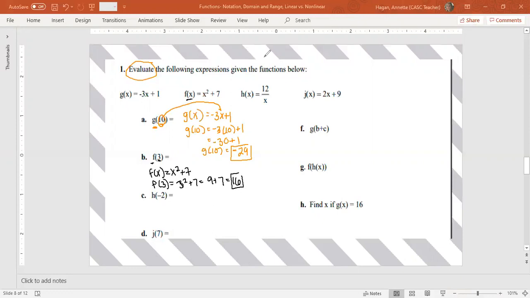I'm going to do one more for you, and this is a tricky one, and that's going to be f of h of x. We're going to do this one.